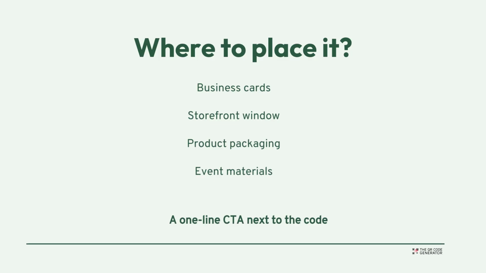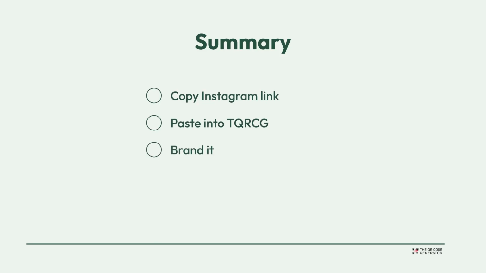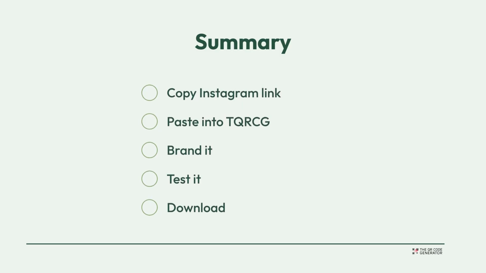3 words is enough. So in summary, here's what we did. Instagram's built-in QR code only links to your profile, has no branding controls, and gives you 0 tracking data, which makes it close to useless for any real marketing effort. We fixed that using TQRCG, copied the Instagram link, pasted it in, added branding, tested it, and downloaded a print-ready file. The result is a QR code that looks like it belongs on your marketing materials, links to exactly what you want, and tells you which placements are actually driving followers.